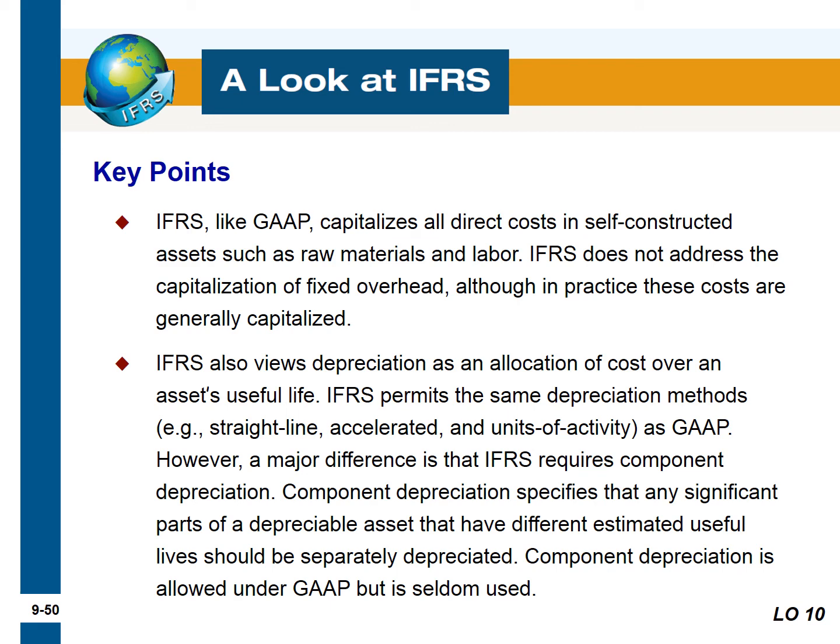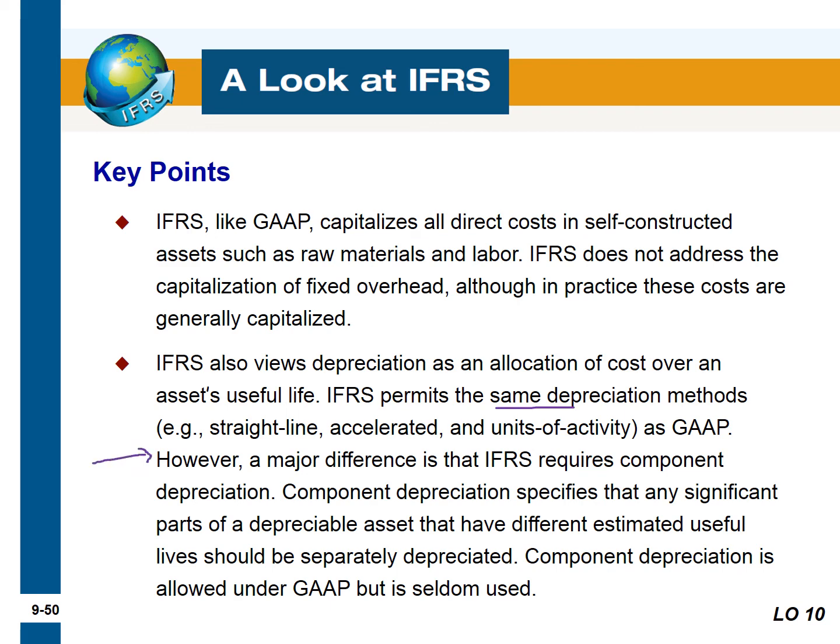Let's look at IFRS. IFRS, like GAAP, capitalizes all direct costs of self-constructed assets such as raw materials and labor. IFRS does not address the capitalization of fixed overhead, although in practice these costs are generally capitalized. So they're pretty much the same, GAAP and IFRS. But IFRS also views depreciation as an allocation, just like GAAP does, and IFRS permits the same depreciation methods as GAAP. But here's a big difference.